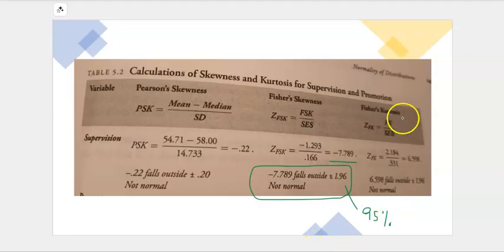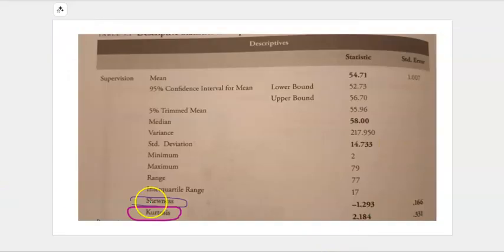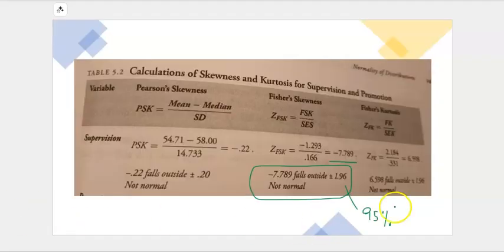And then for the kurtosis, you can see here 2.184 divided by the standard error, 0.331. Yeah, that is the formula. And then you obtain 6.598. So this is very leptokurtic. That is outside of plus minus 1.96, which means it's outside of 95%. So that is very leptokurtic. So the kurtosis is not normally distributed.